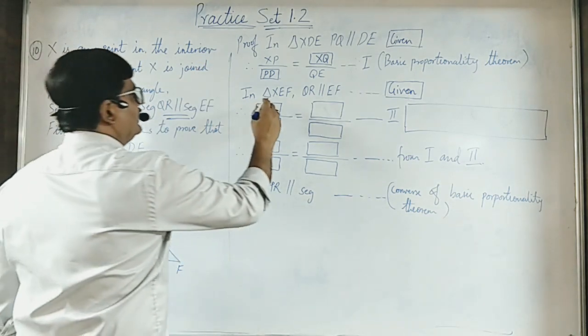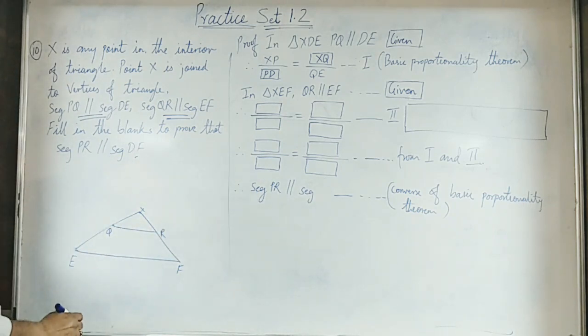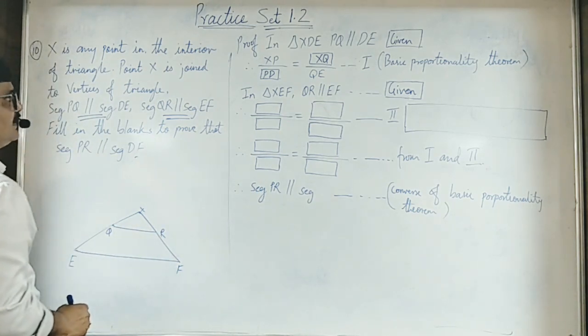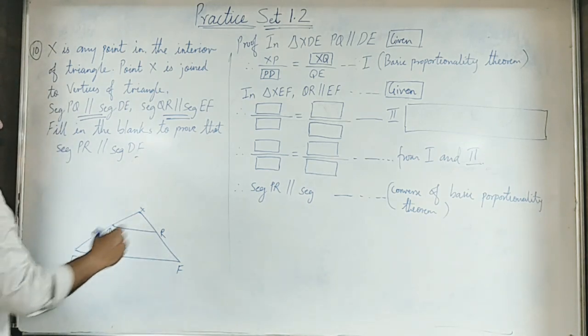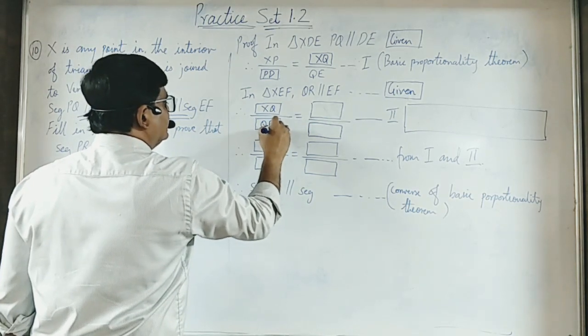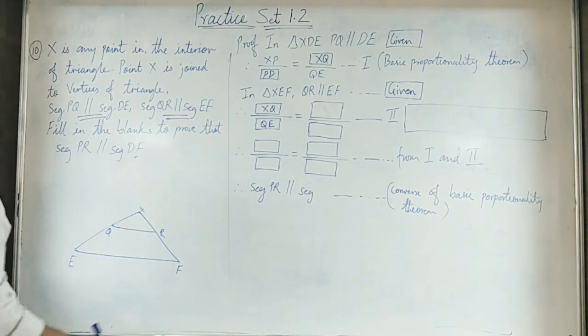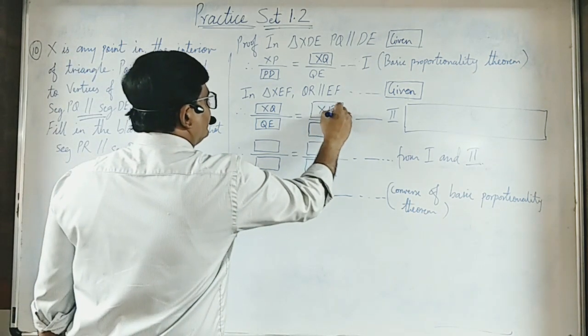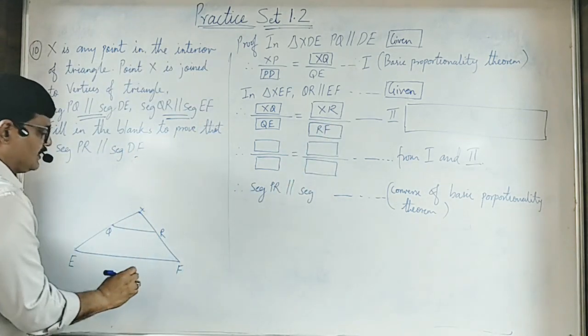We have X in triangle XEF. You have QR parallel to EF. So can I have over here XQ? Again we will be having XQ upon QE. XQ upon QE is equal to XR upon RF. This is because the lines are parallel.